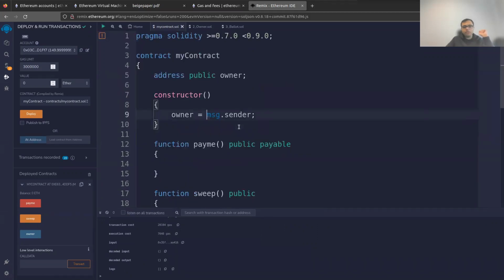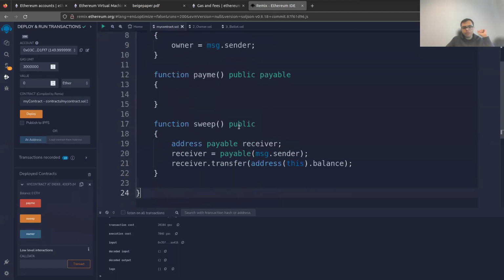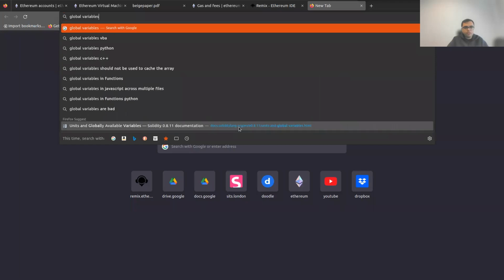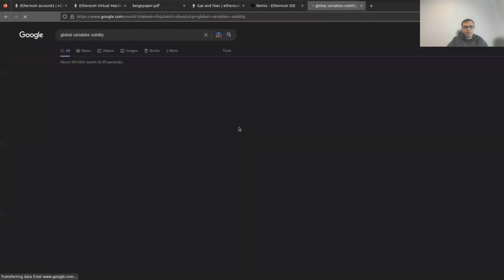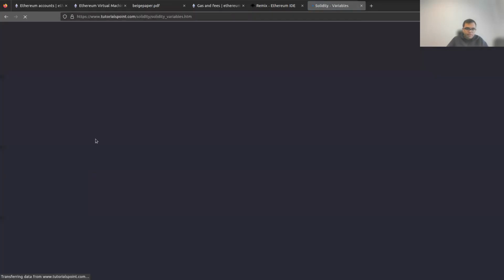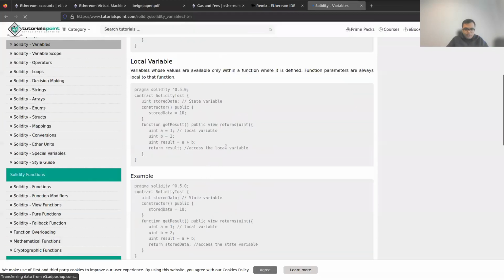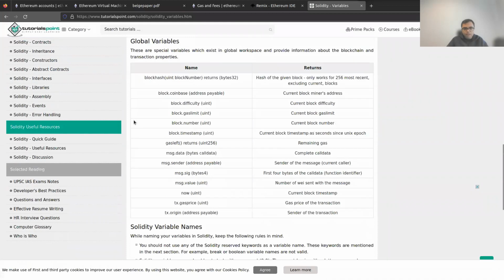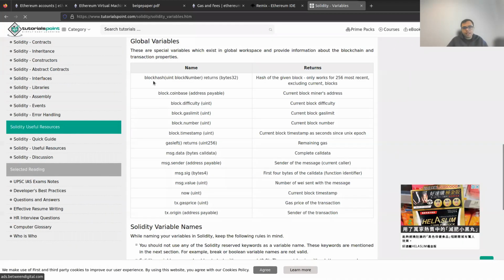Now I can also use other things. So for example, I can take the block hash. I can look into things like that. These are actually called global variables in Solidity. So if I just search for global variable Solidity, it will give me a list. Okay, so these are the things that you can actually use here.